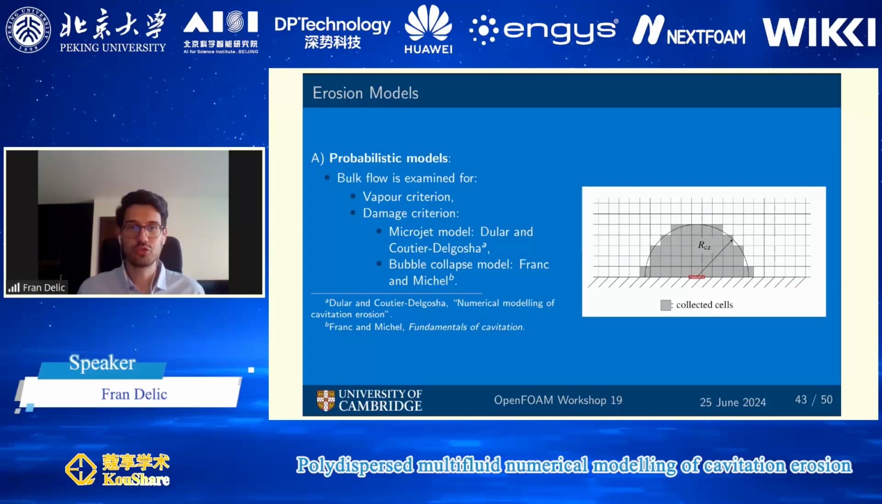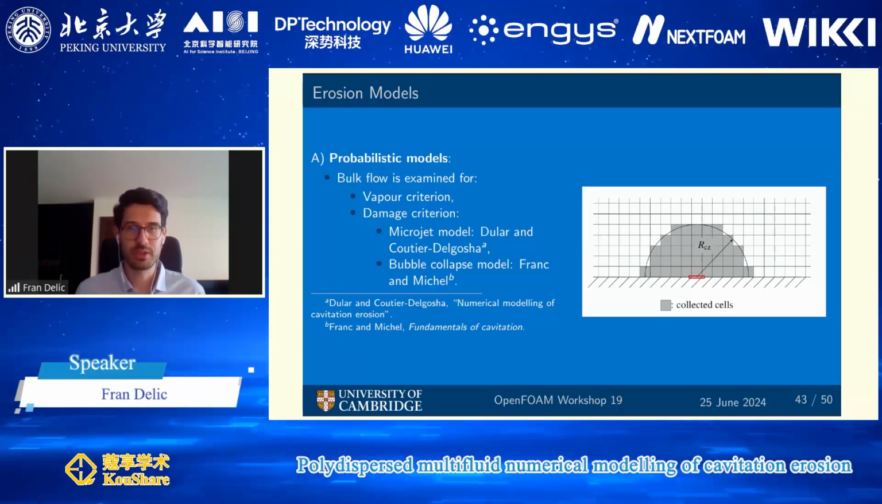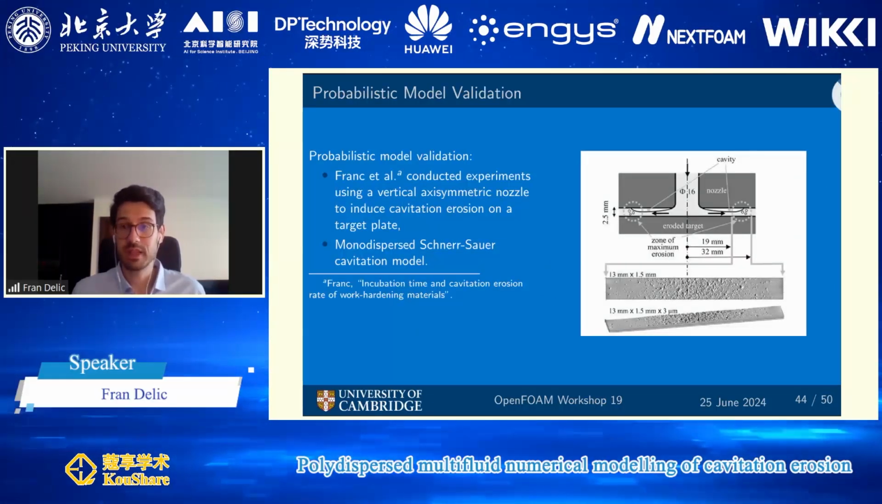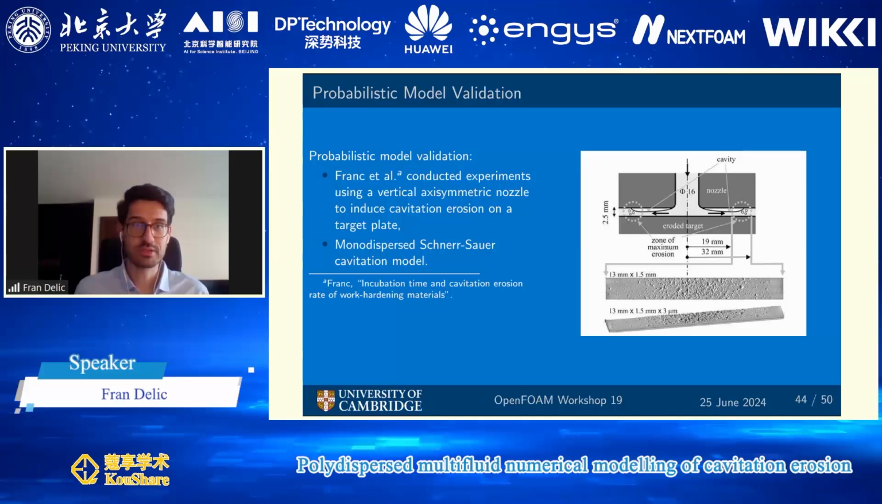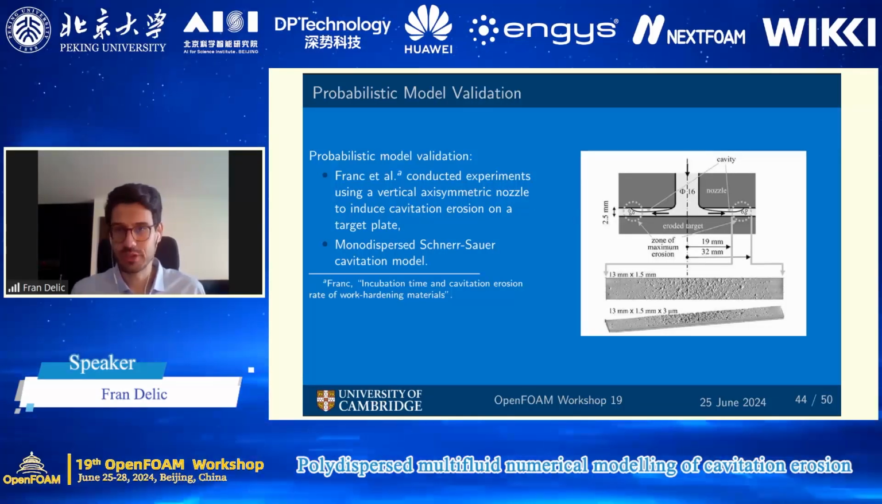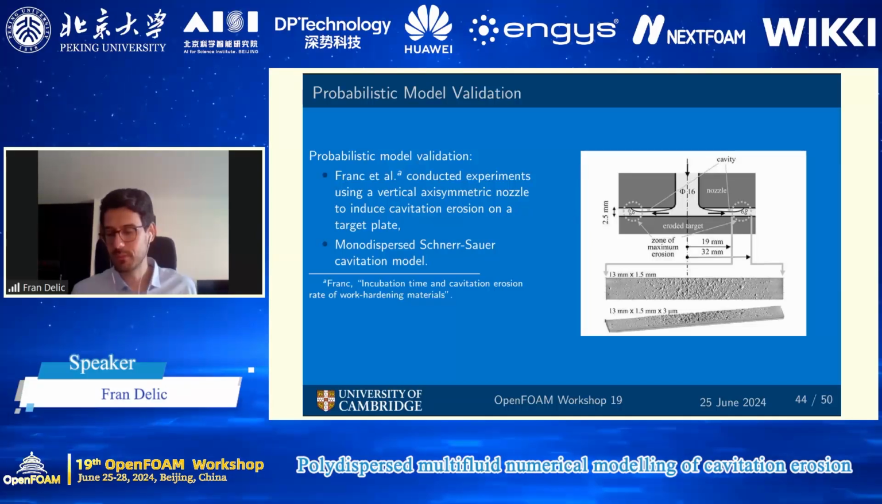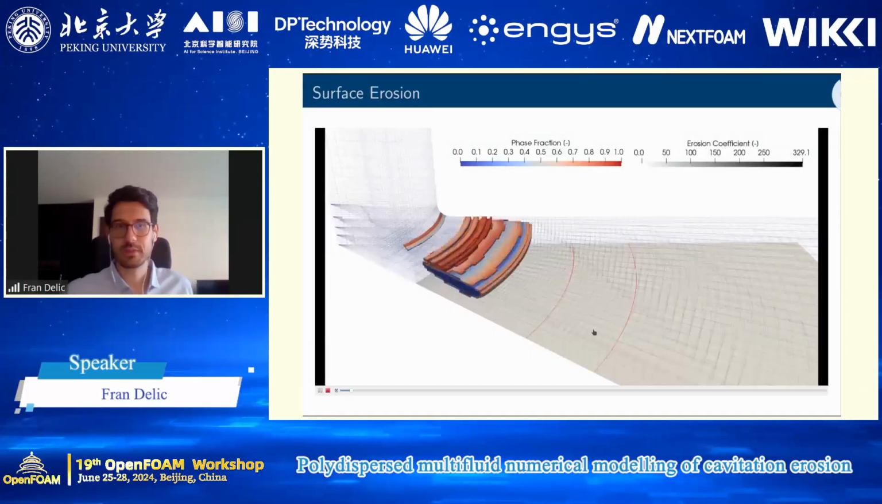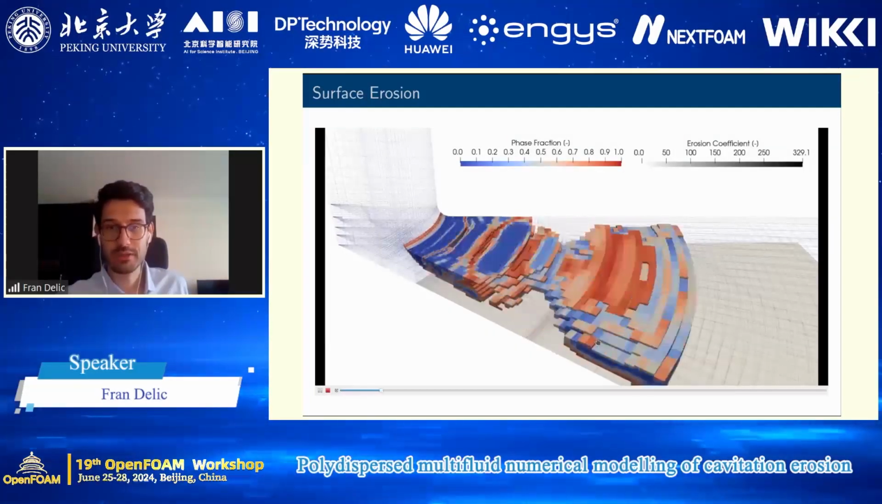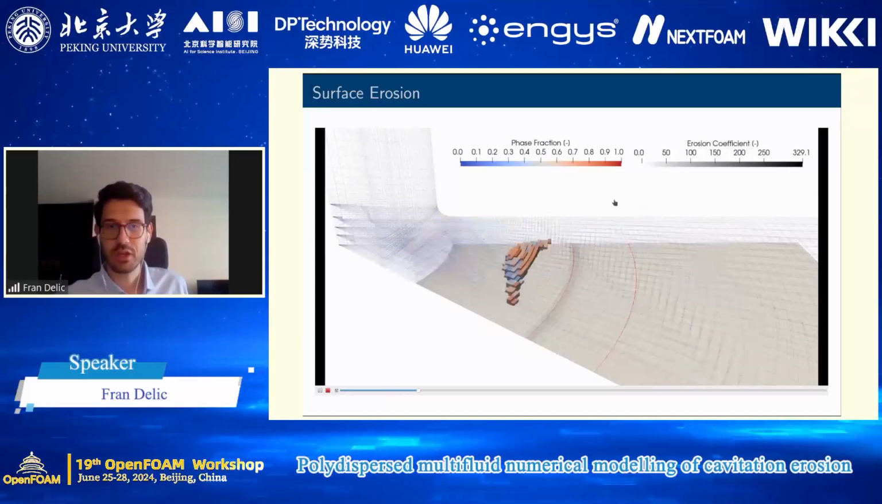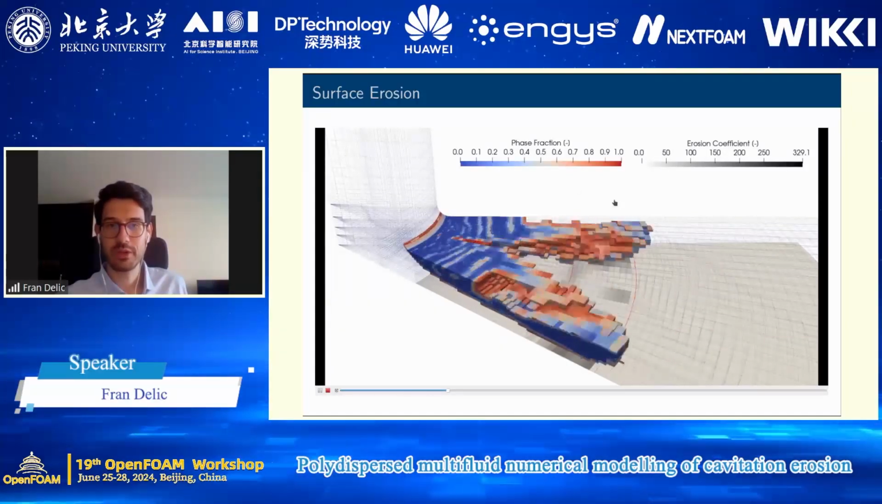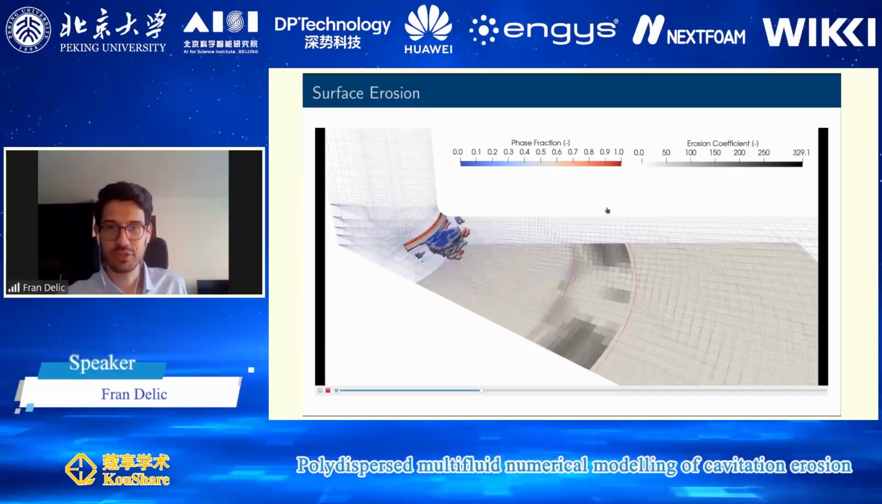There are two common criteria, microjet and bubble collapse models. This is validated against experimental results in a monodispersed consideration. So again, you have a pipe going onto a plate, and you will get some cavitation erosion on the plate. This is a movie of the actual experiment. Again, you can see the cavitation sheet forming.